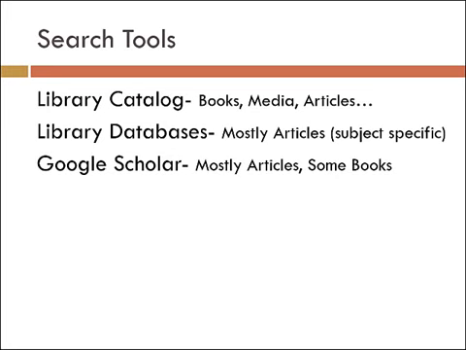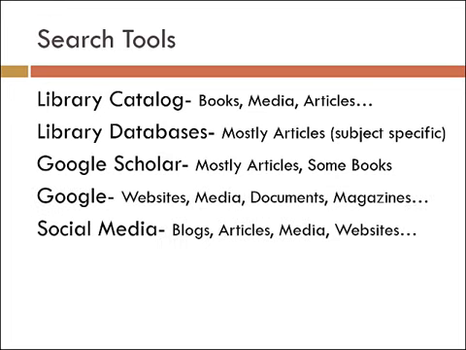Now, if you're ever interested in finding more than just scholarly articles, you can, of course, use our catalog, use our databases, and turn towards the open web. If you're searching through Google, you have access to websites, media documents, and of course magazine websites and that type of thing. But you will also come across a lot of social media.